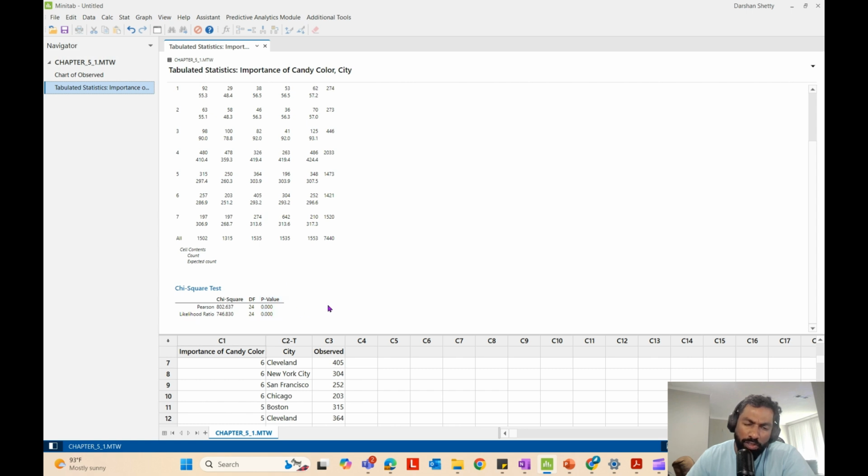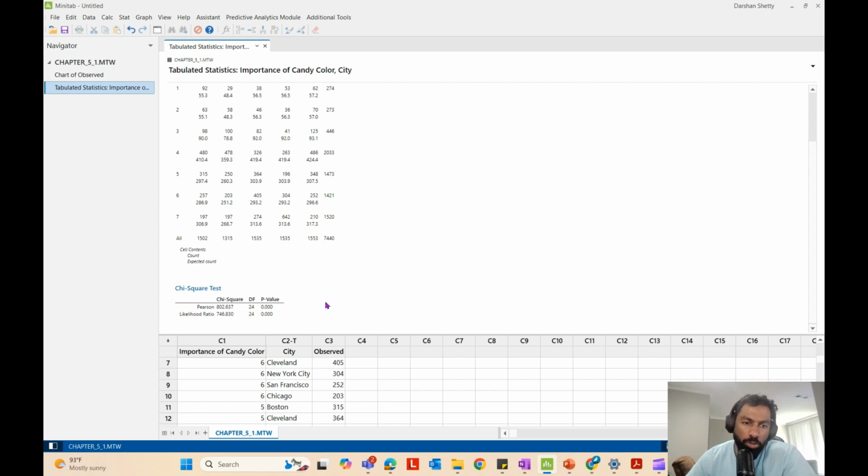So if the p-value is 0, then that means that we have to reject the null hypothesis. The null hypothesis in this case was that there is no significant difference in the preference across the cities. We have to reject that claim. So it means that the alternative hypothesis is what we have to subscribe to, meaning that the rating pattern is definitely different in at least one city.